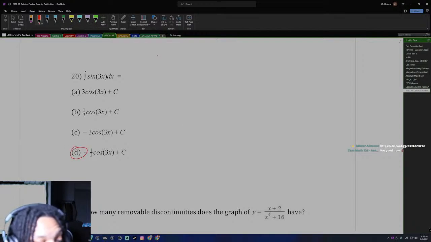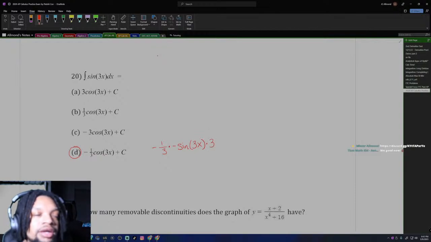If I take the derivative of D, that is negative 1/3 times the derivative of cosine, which is what? Negative sine of 3x. But because 3x is a function, I've got to use chain rule, so multiply by the derivative of 3x, which is 3.